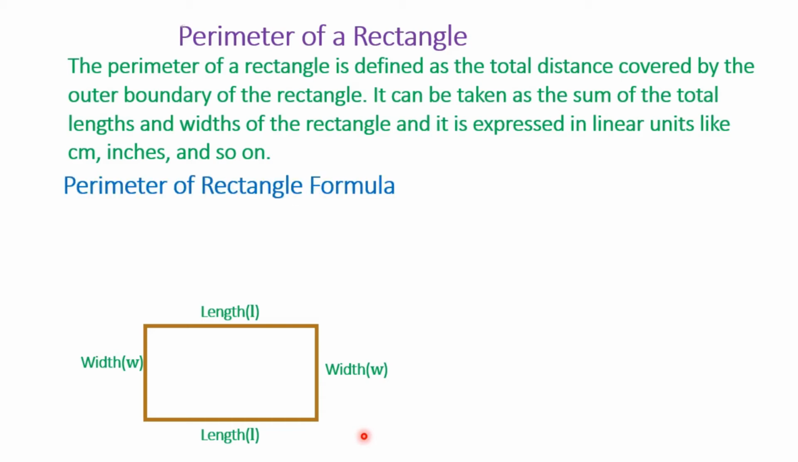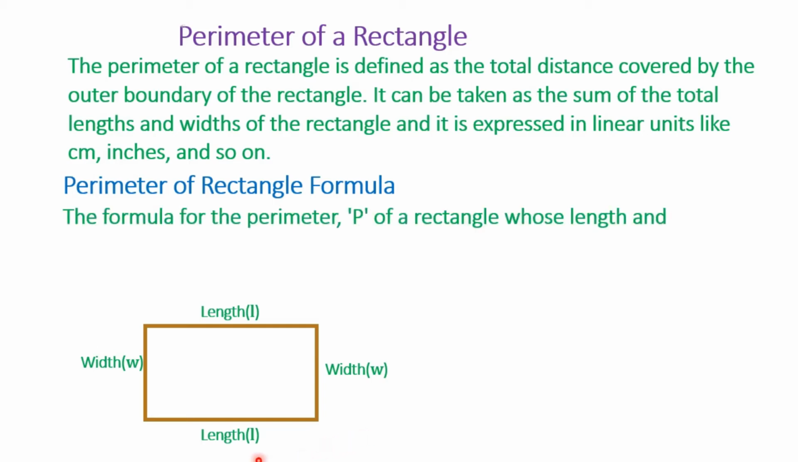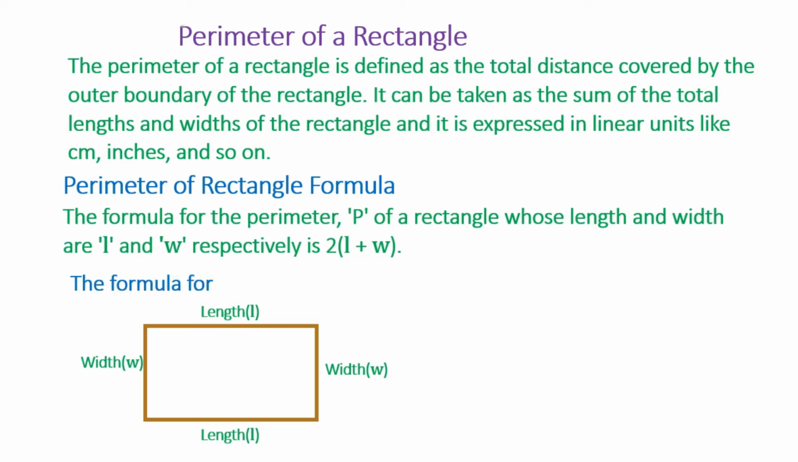Perimeter of a rectangle formula. The formula for the perimeter P of a rectangle whose length and width are L and W respectively is 2 into L plus W. The formula for the perimeter of a rectangle is equal to 2 into length plus width.